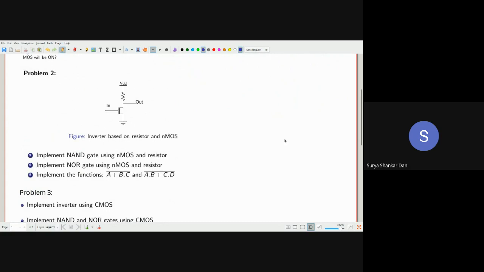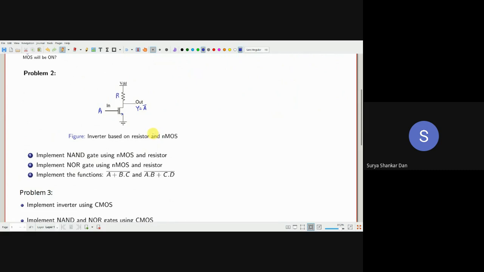Now we come to the second one. In the second problem, we are trying to implement a NAND gate using an NMOS and a resistor. So let's put one R over here and the arrow indicating that this is a source. So essentially, this is going to be A and the output will be Y equal to A bar. So this is an inverter based on the resistor and NMOS.